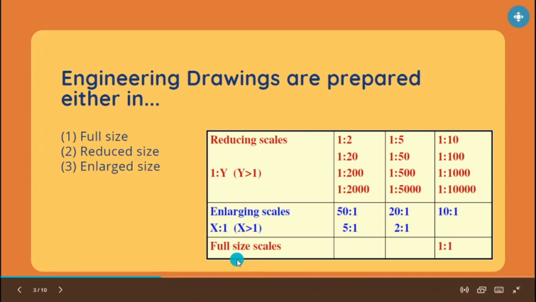Kaya kung mapansin nyo class, sa ratio dito, yung representative fraction nila, full size scales is 1:1. Okay? Enlarging scales is 50:1, 5:1, 20:1, 10:1, 2:1. And then reducing scales, ito naman yan.